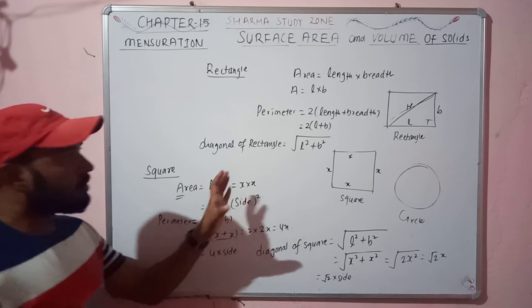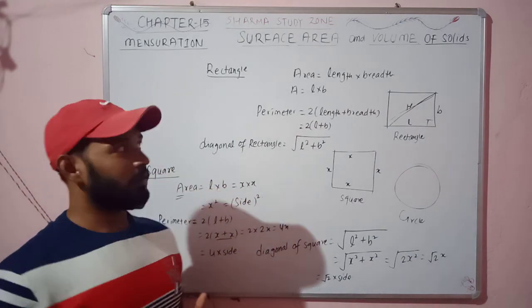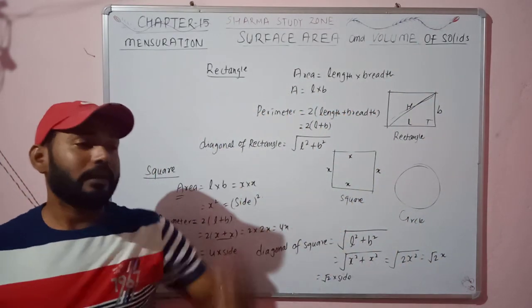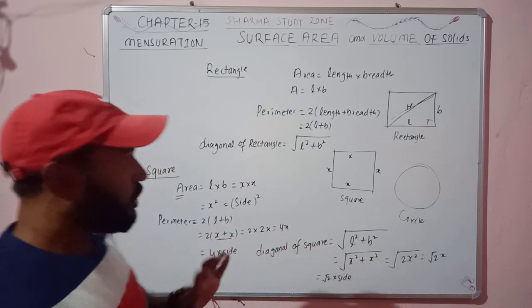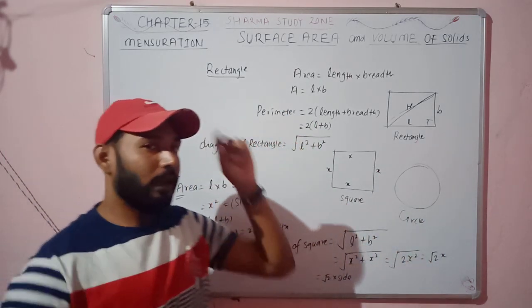So the formulas written on the board were for the two-dimensional figures. But in the case of solids like 3D figures, we will use these formulas to derive the formulas of the solid shapes. Okay.